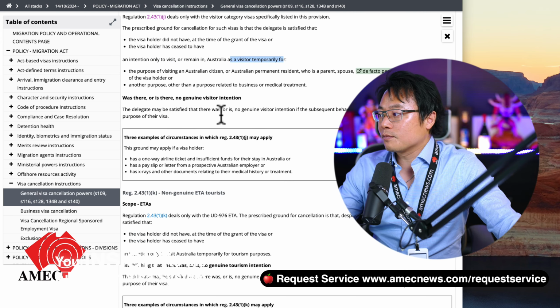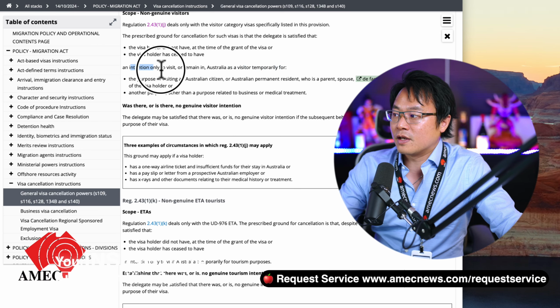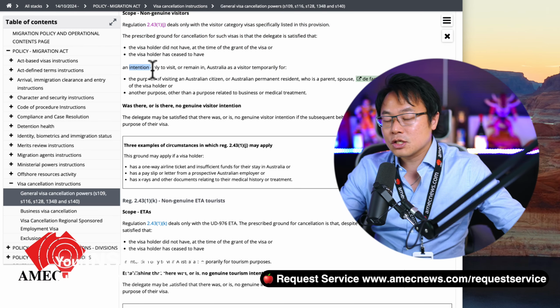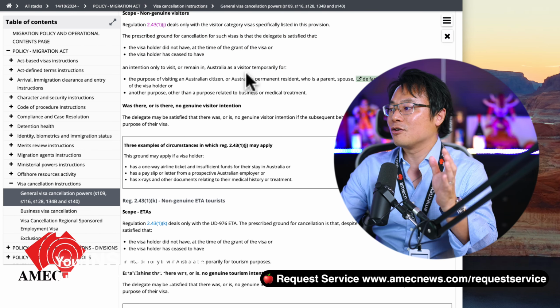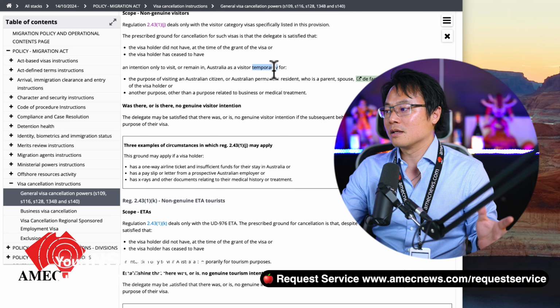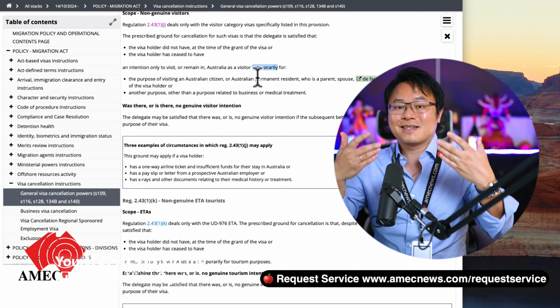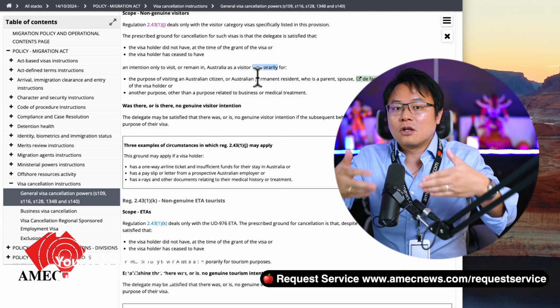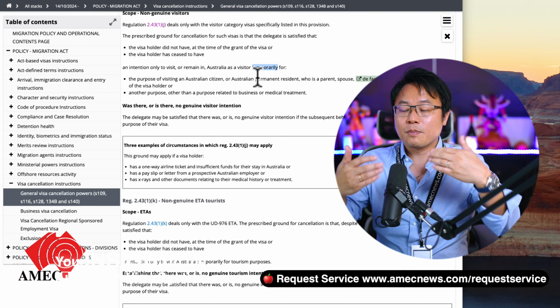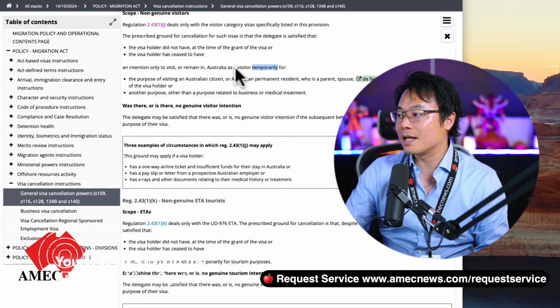Now we have to define every single one of these wordings. So intention is the key here, and are you here temporarily? Because if the intention is to stay longer and it seems to be permanent, then obviously they will cancel your visa.